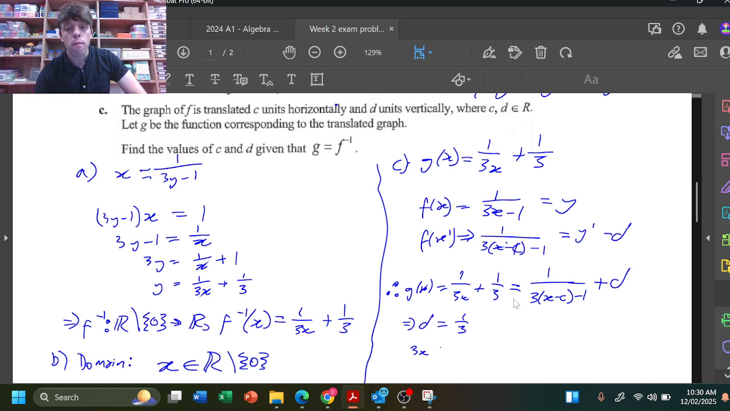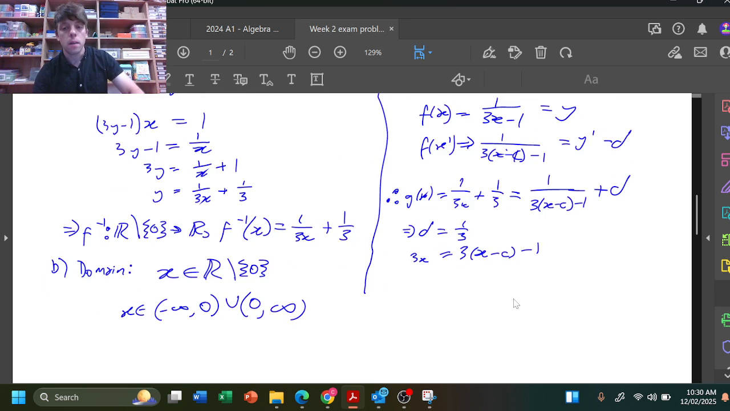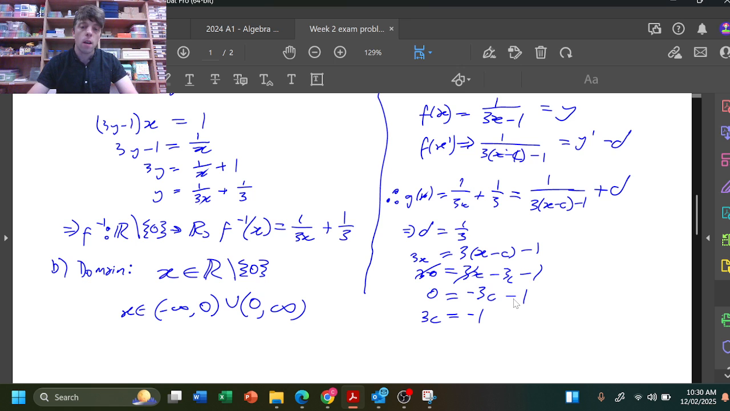Let's have a look at this bottom part. We have 3x is equal to 3x minus c minus 1, right? So that denominator is equal to this denominator. Okay, so first thing we might want to do is expand this bracket, 3x minus 3c minus 1. And then let's subtract 3x from both sides. So that just becomes 0 is equal to negative 3c minus 1. Let's add 3c to both sides. 3c is equal to negative 1. And therefore, if we divide both sides by 3, c is equal to negative 1/3. And now we found d was equal to 1/3, c was equal to negative 1/3. That should work. There we go.